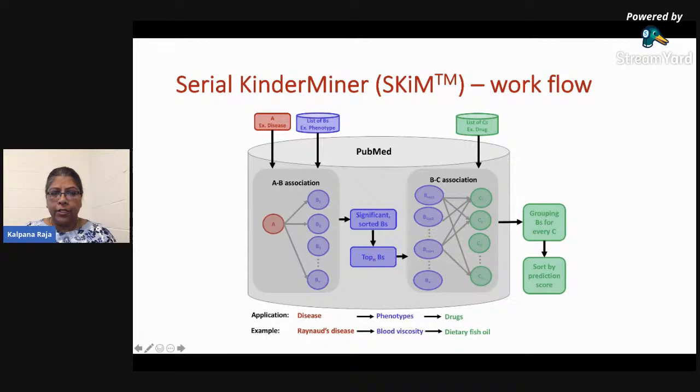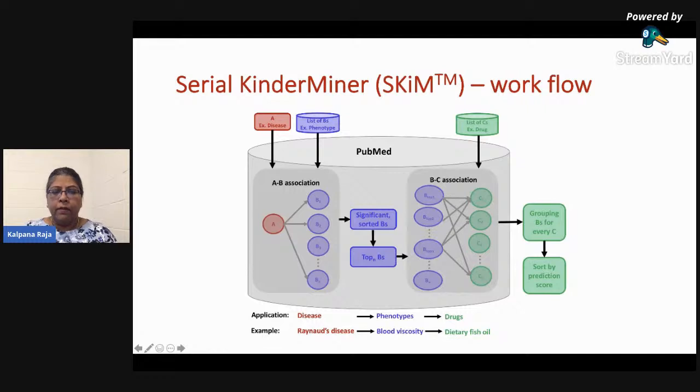For this application, the A term is going to be the disease of interest. It could be any disease. B term is a list of phenotypes from our lexicon. And C term is going to be a list of drugs. Again, it is from our lexicon.